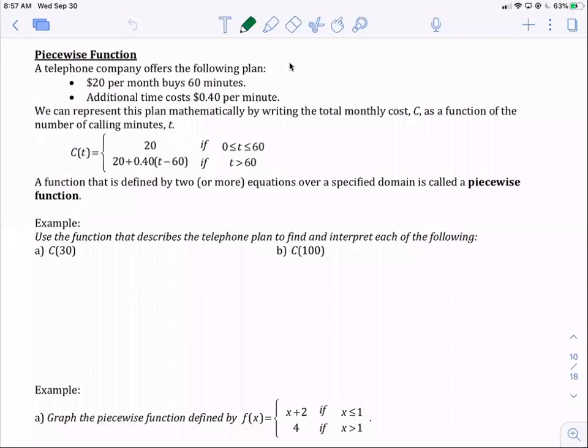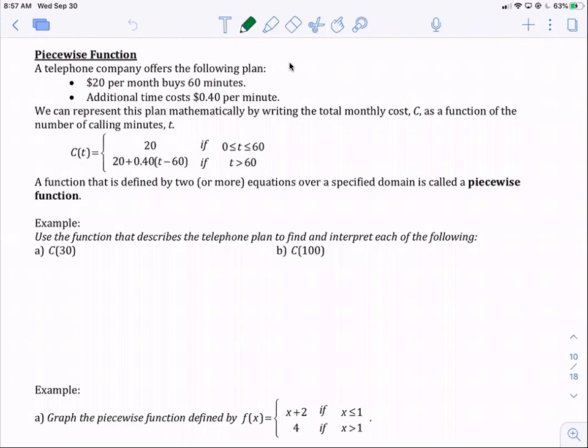Okay, so today we're going to go over piecewise functions. We're going to start off with just evaluating a function in piecewise form. So we have this example. A telephone company offers the following plan: $20 per month for 60 minutes. Additional time costs 40 cents per minute.